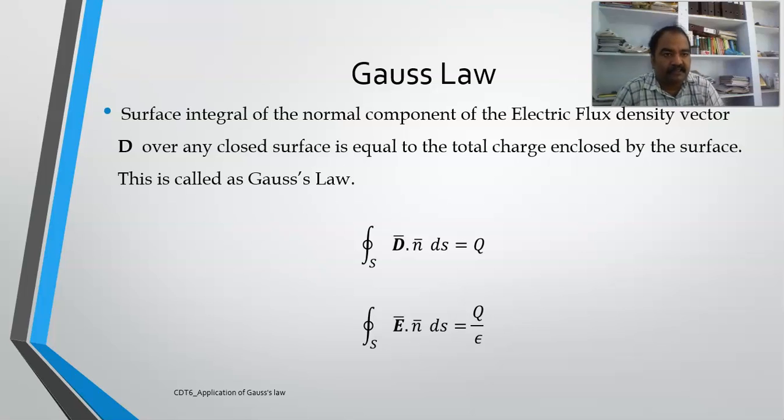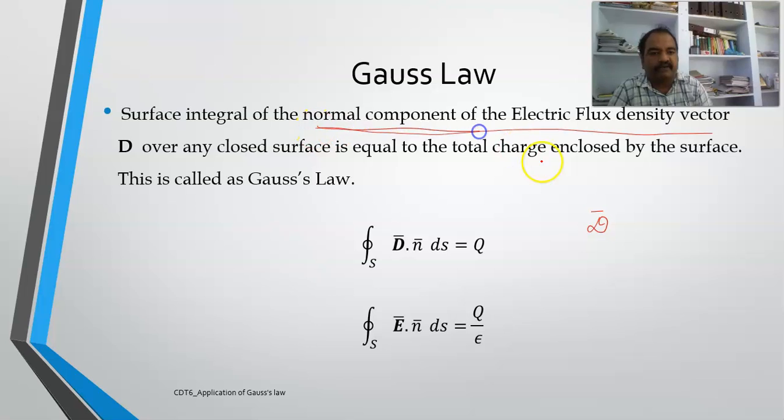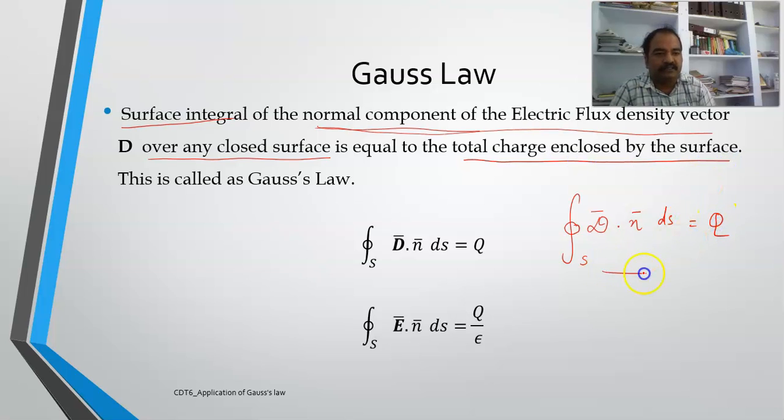Gauss's Law states that the surface integral of the normal component of the electric flux density vector over any closed surface is equal to the total charge enclosed by the surface. So, the surface integral of D bar dot n bar over any closed surface is equal to the total charge which is enclosed by the surface. This is the statement of Gauss's Law.